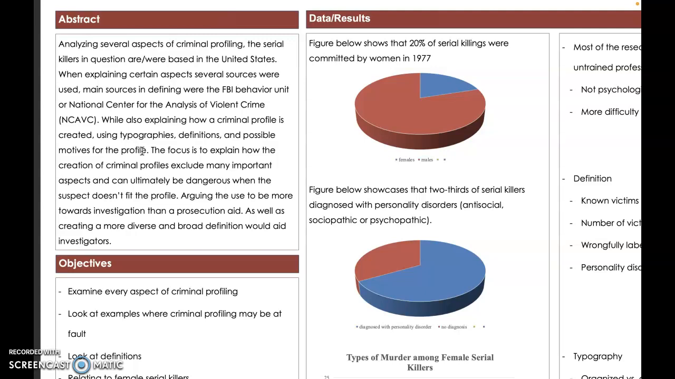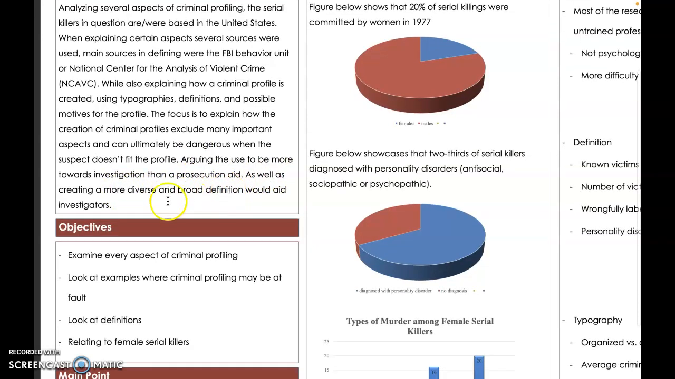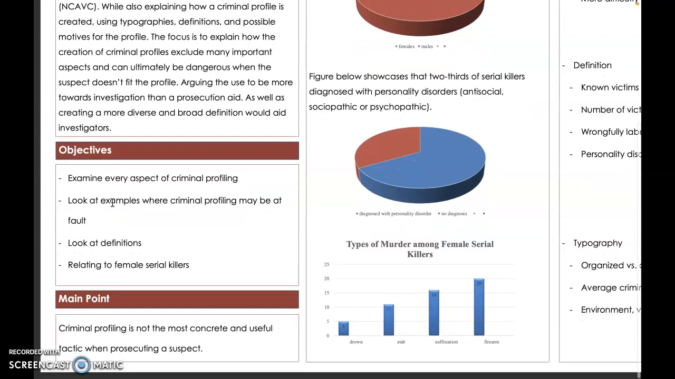The focus is to explain how the creation of criminal profiles excludes many important aspects and can ultimately be dangerous when the suspect doesn't fit the profile, and they generally either wrongfully accuse or just don't apprehend the suspect. Arguing the use to be more towards investigation and a prosecution aid, as well as creating a more diverse and broad definition would aid investigators.